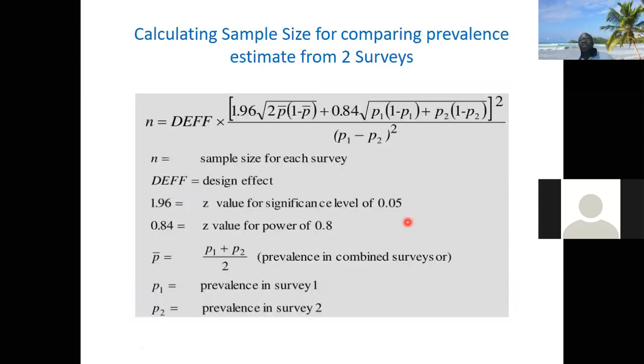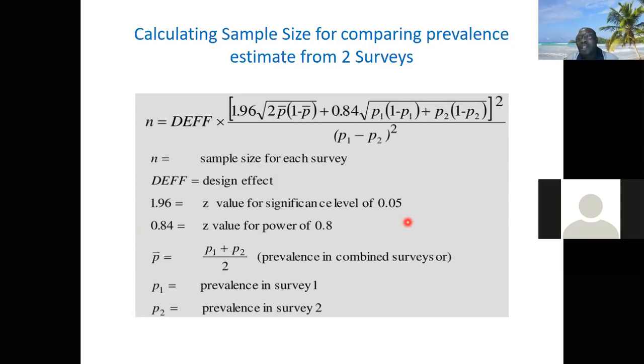If you are comparing two surveys, you just estimate it and multiply by the design effect and the sample size. So you can as well calculate your sample size first, know the design effect, and just multiply.